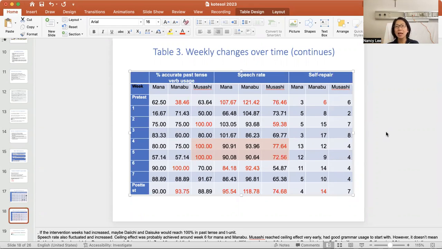Let me continue. With self-repair, once again, compared to the pre-test, all three participants actually increased in the number of self-repairs. What can be suggested from this is that the number of self-repairs increased because the participants try to focus on accuracy. They try to correct themselves to make themselves more grammatically correct. And as a trade-off, they made more repairs throughout maybe repetitions and also self-reconstructions.